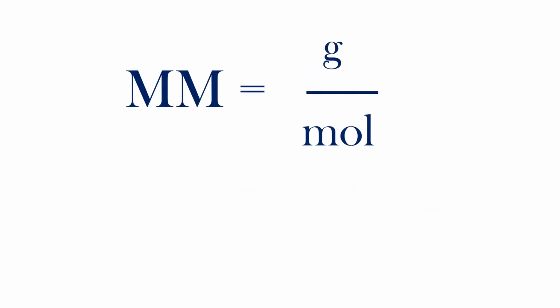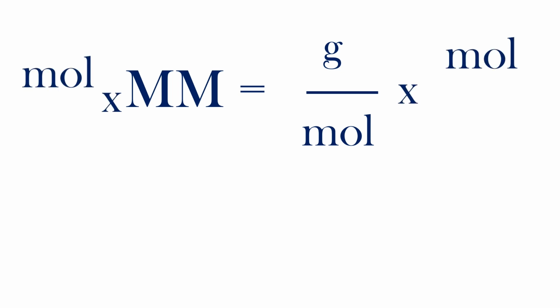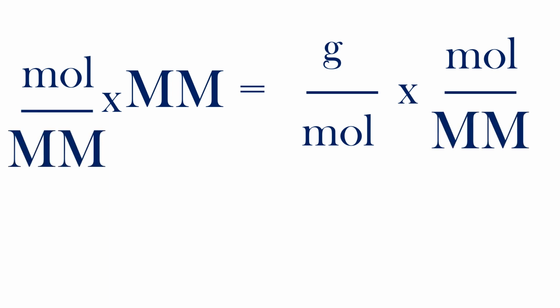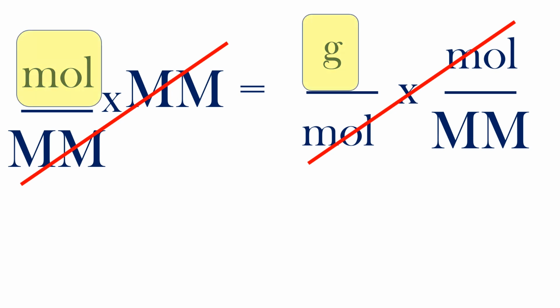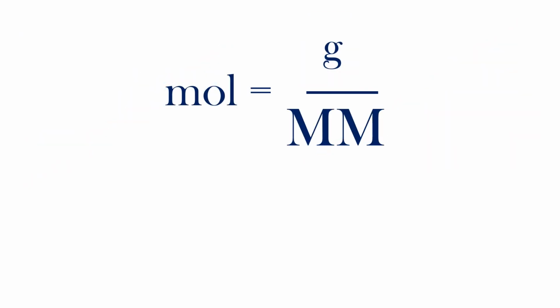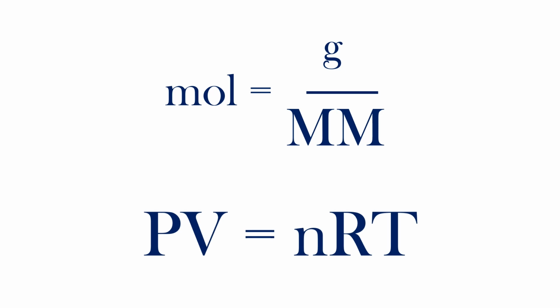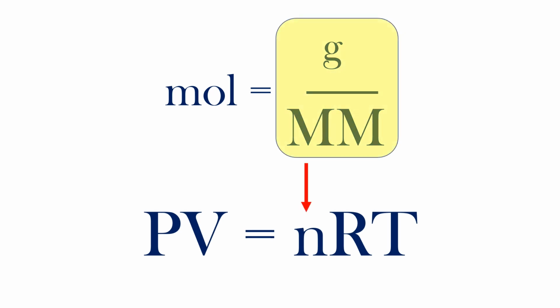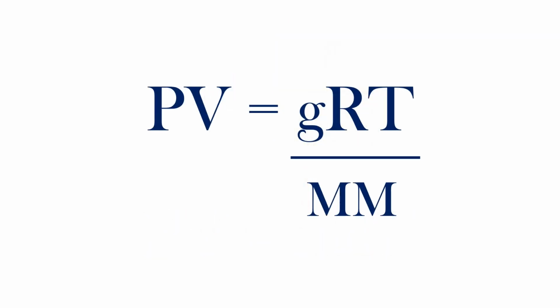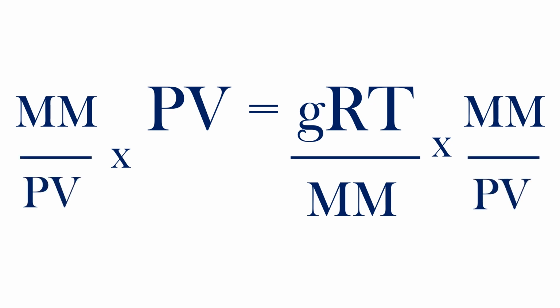Let's recall that the molar mass is grams per mole. Let's multiply both sides by the moles and divide both sides by the molar mass. Notice the terms canceling leaves us with moles equals grams over molar mass. Let's go back to the ideal gas law and substitute the moles term into the ideal gas law. Here's our equation. Now, let's multiply both sides by the molar mass and divide both sides by PV.